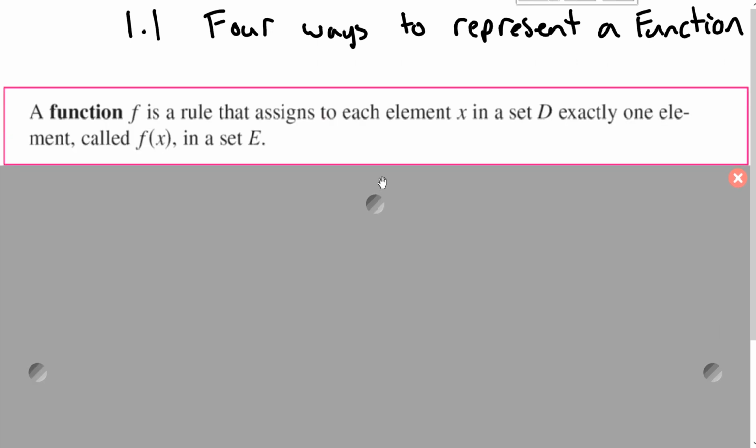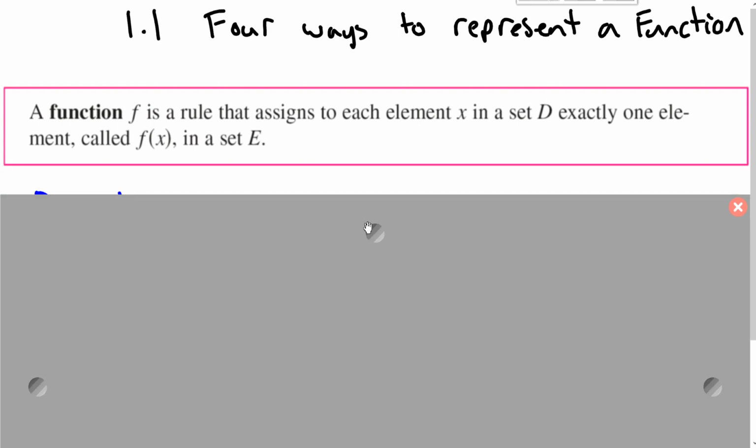So, a function: exactly one element. One x goes to one y. As long as one x goes to one y, then we have a function. So we can't have one x go to two different y's, right? That's the definition of a function.